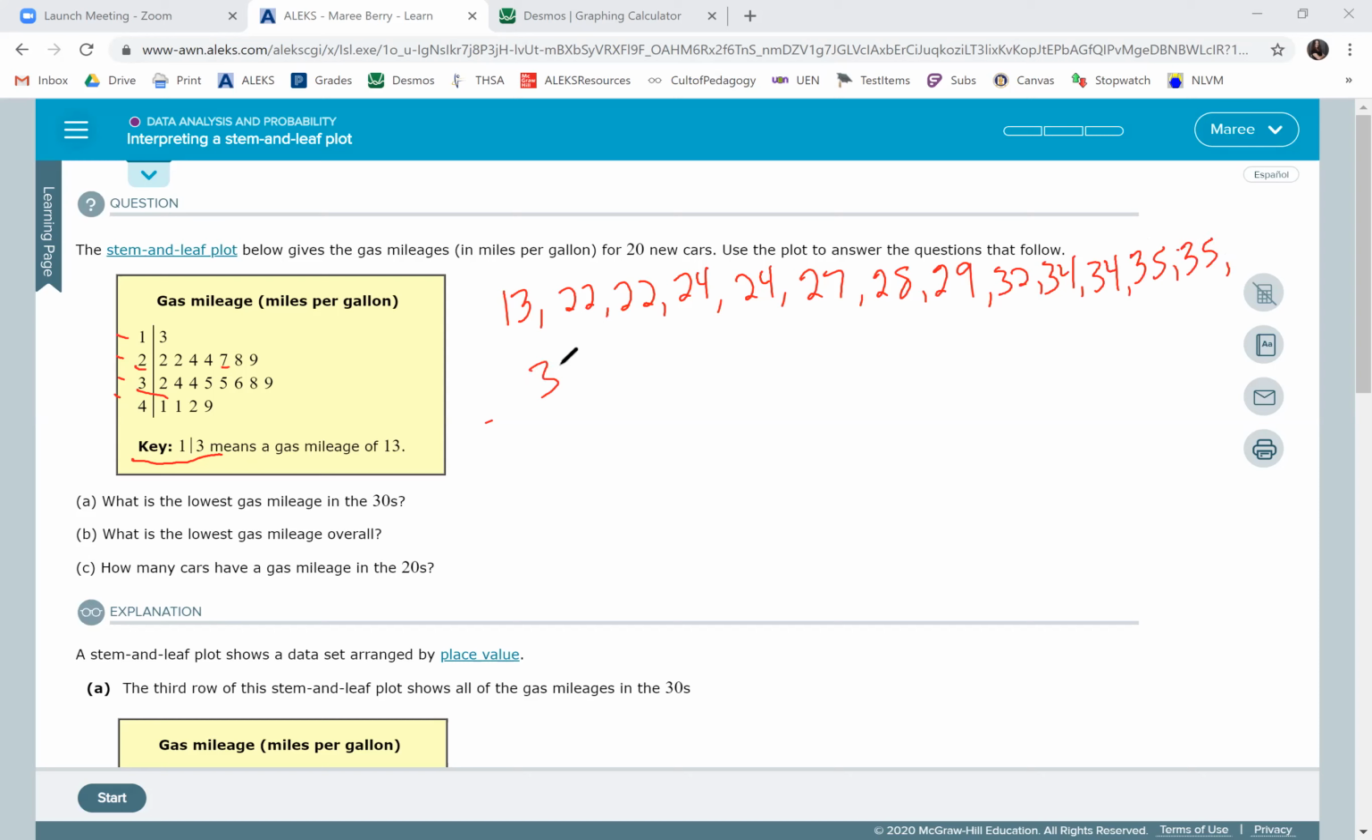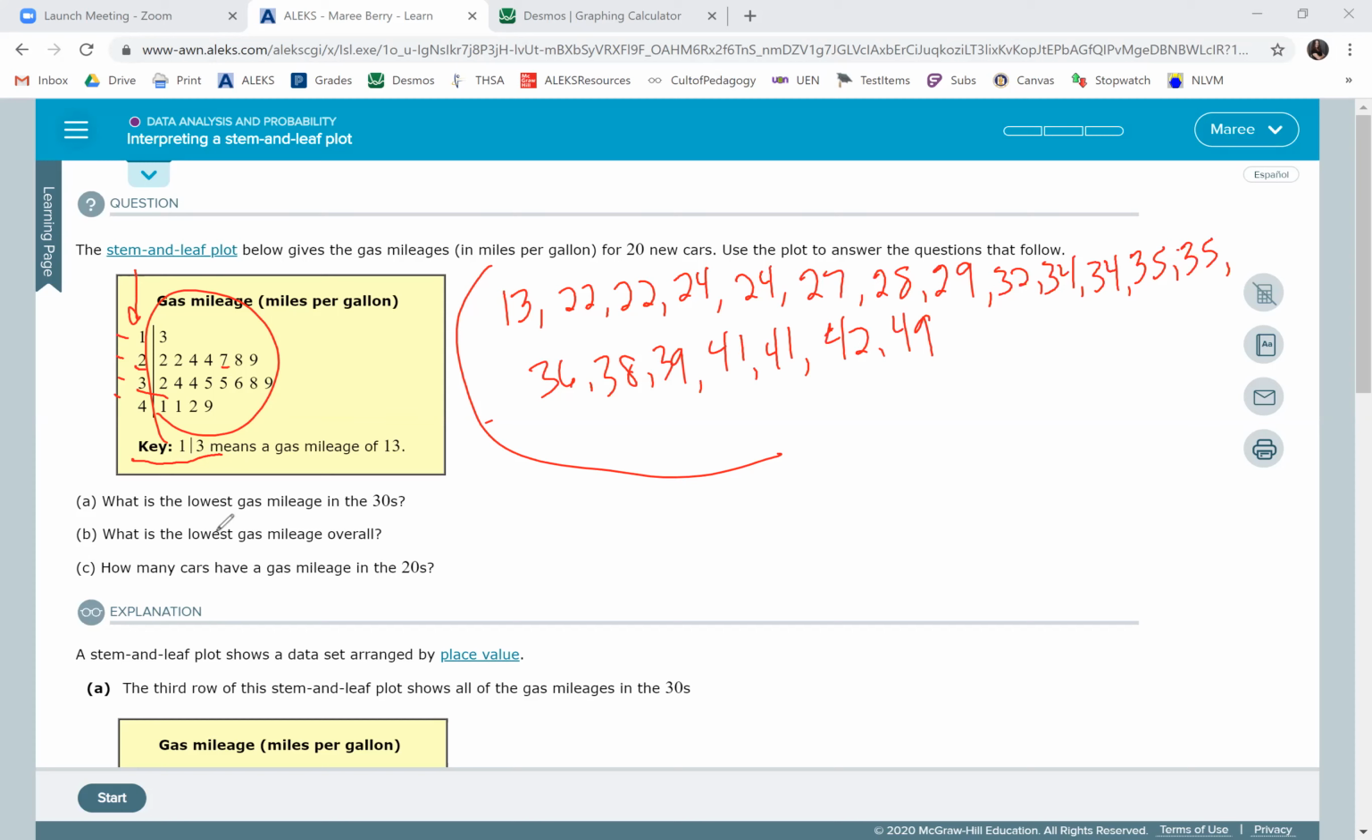Two 36s. No, just one 36, a 38, and a 39. Then there's a 41, another 41, a 42, and a 49. So what they do, instead of writing out all of these numbers, they just put the tens place right here, and then these are called the leaves. So we can answer the questions by just looking at the stem and leaf plot.